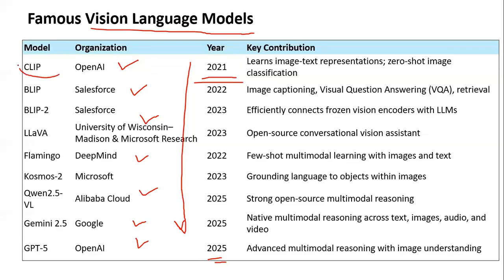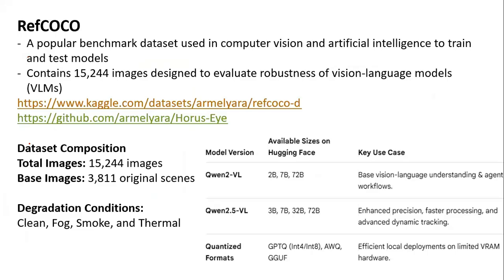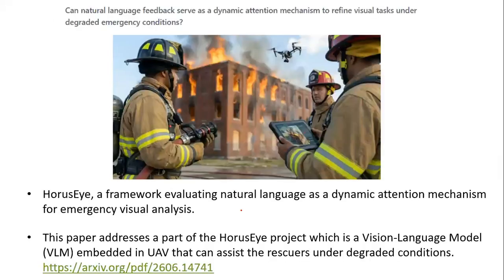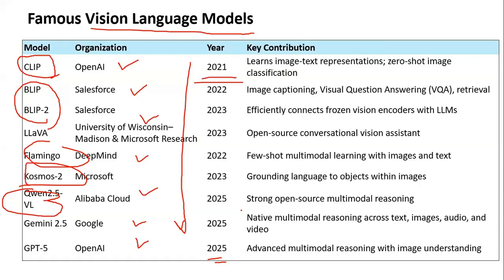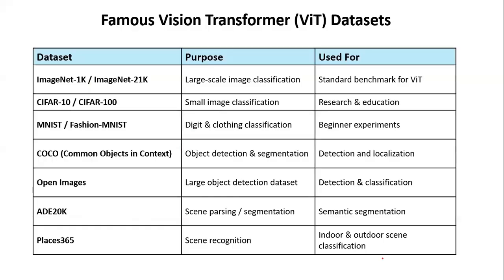You can see OpenAI's CLIP model, Salesforce BLIP model. There are some more, like Flamingo by DeepMind, Microsoft Cosmos, Qwen, which we have just now seen. The Qwen model was used in the previous project here. You can see this is a Qwen model for emergency situation understanding. Gemini by Google, GPT-5 by OpenAI. These models are very well suited for multimodal reasoning and image understanding.